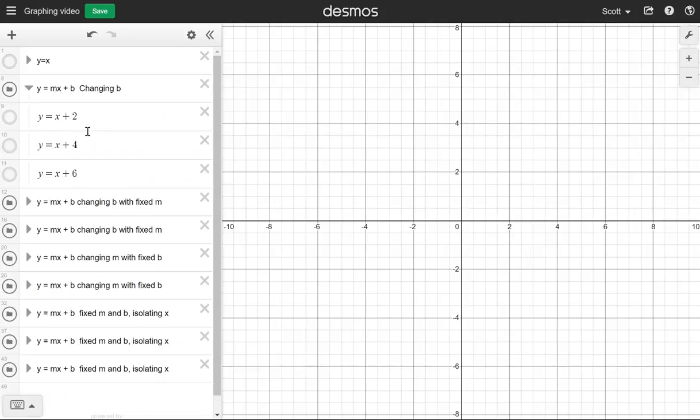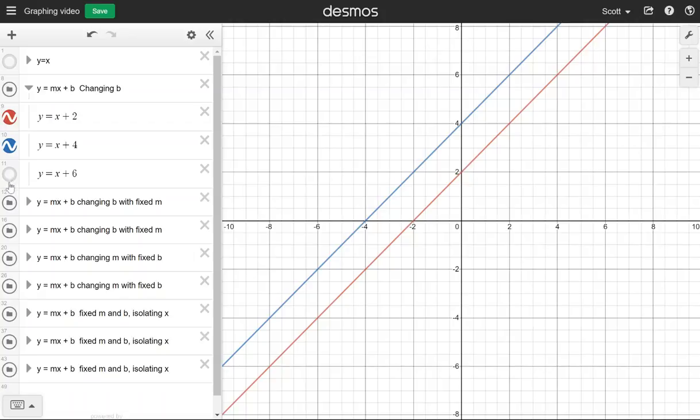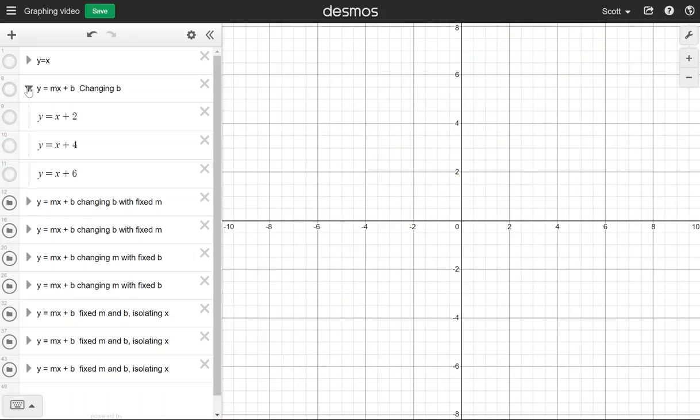Now here we're going to change the value of b, the y-intercept. So we have a fixed slope. In this case we have x plus 2, x plus 4, and x plus 6. What can we say is happening in all three of these lines as we change the value of b to plus 2, plus 4, and plus 6? You can come back and take a look at these if you need to.